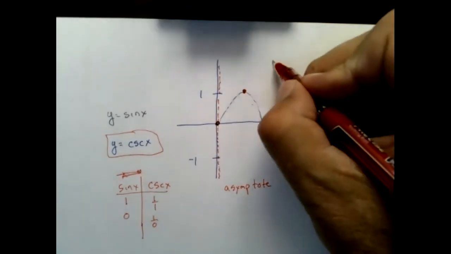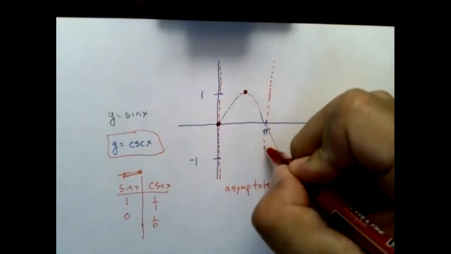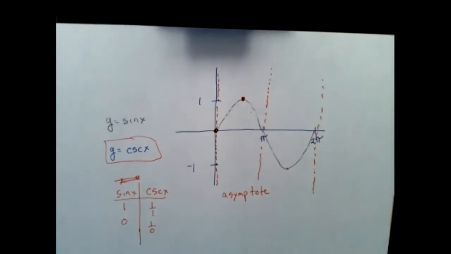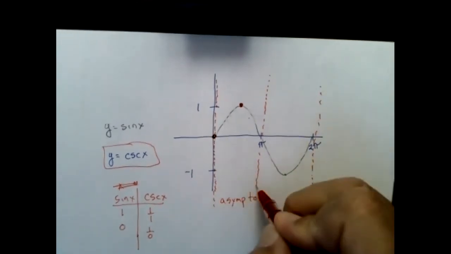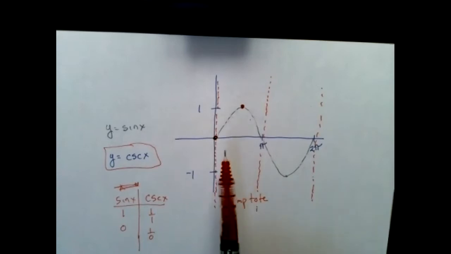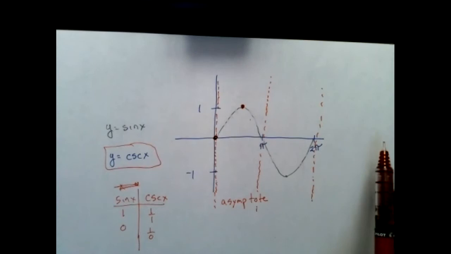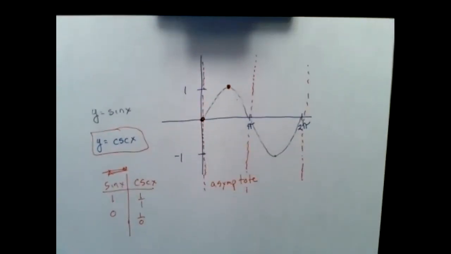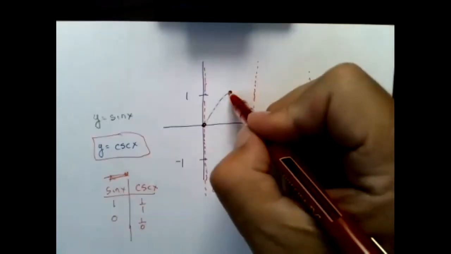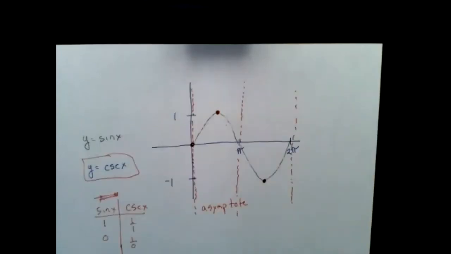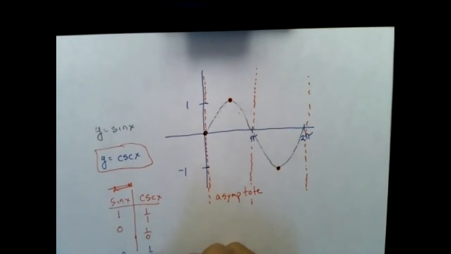Oh, here's another one. Okay, there it is, right? I have these asymptotes every pi. Pi, 2 pi, 3 pi, 4 pi, -pi. I got asymptotes all over the place. The reciprocal of 1 is 1. The reciprocal of -1 is -1. If I said 2, its reciprocal is 1/2.